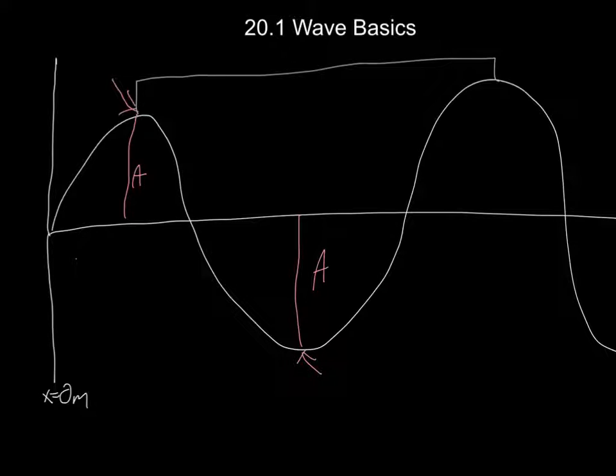Now there's a few other things that we can talk about. Here we have what's called the crest of the wave, and here we have the trough. This is basically the top part where we measure the amplitude and the bottom part where we measure the amplitude. Now, if we are taking the distance between one crest and another, this also has a fancy name. This is called the wavelength.